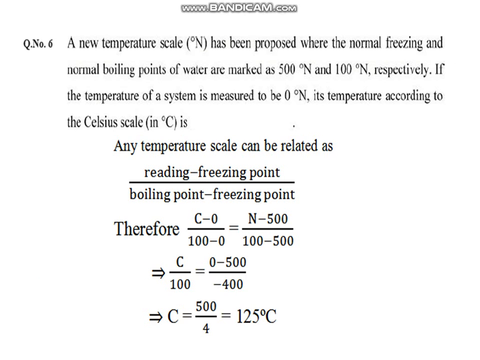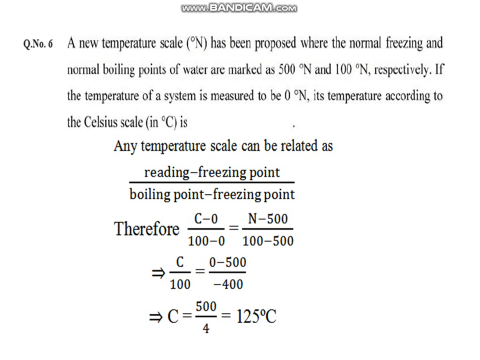Now question number 6. A new temperature scale N has been proposed where the normal freezing and normal boiling points of water are marked as 500 degree N and 100 degree N respectively. If the temperature of a system is measured to be 0 degree N, then its temperature according to the Celsius scale is... So you know that any temperature scale can be related by the reading minus freezing point by boiling point minus freezing point.